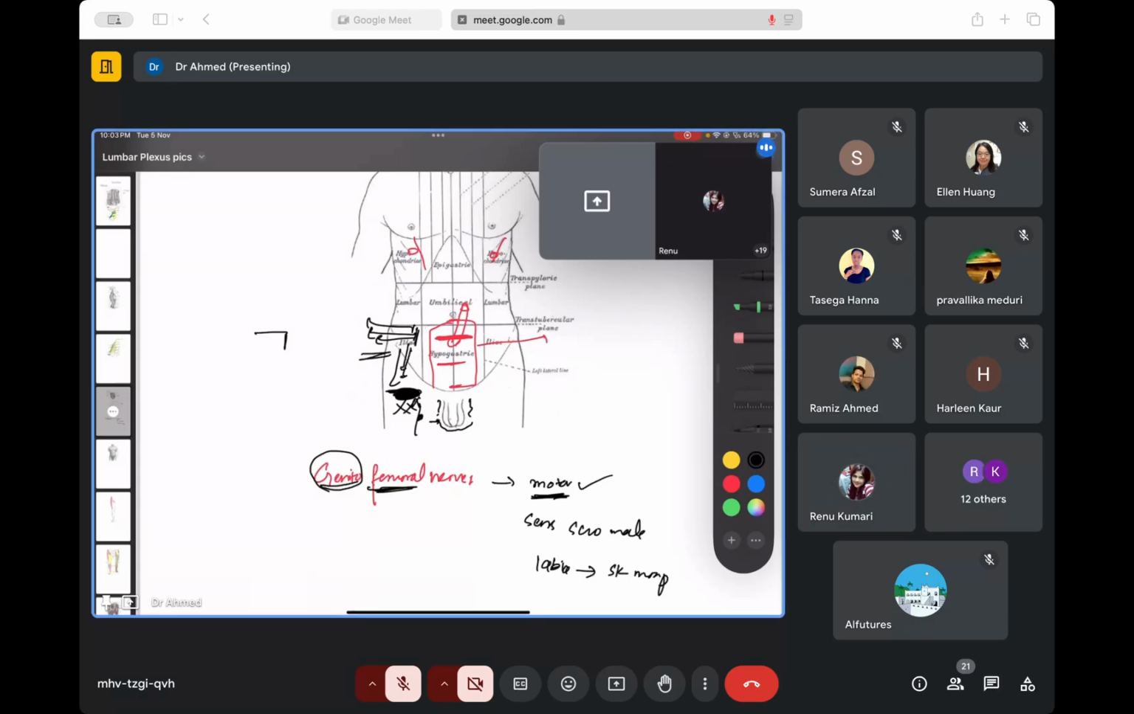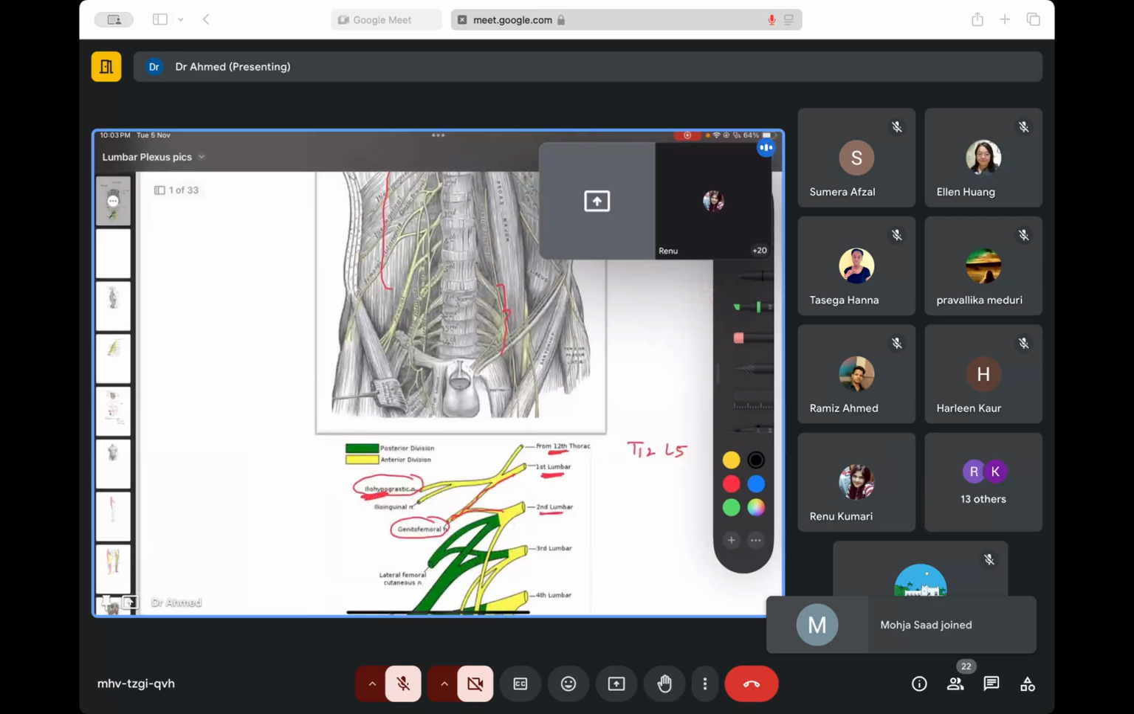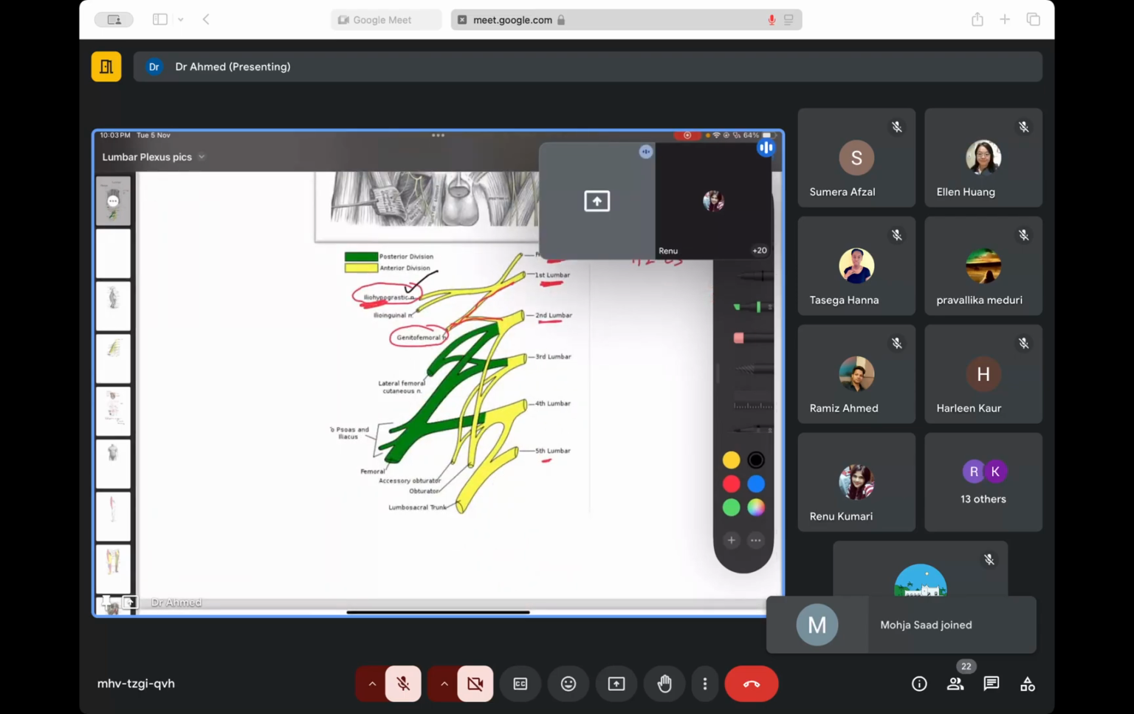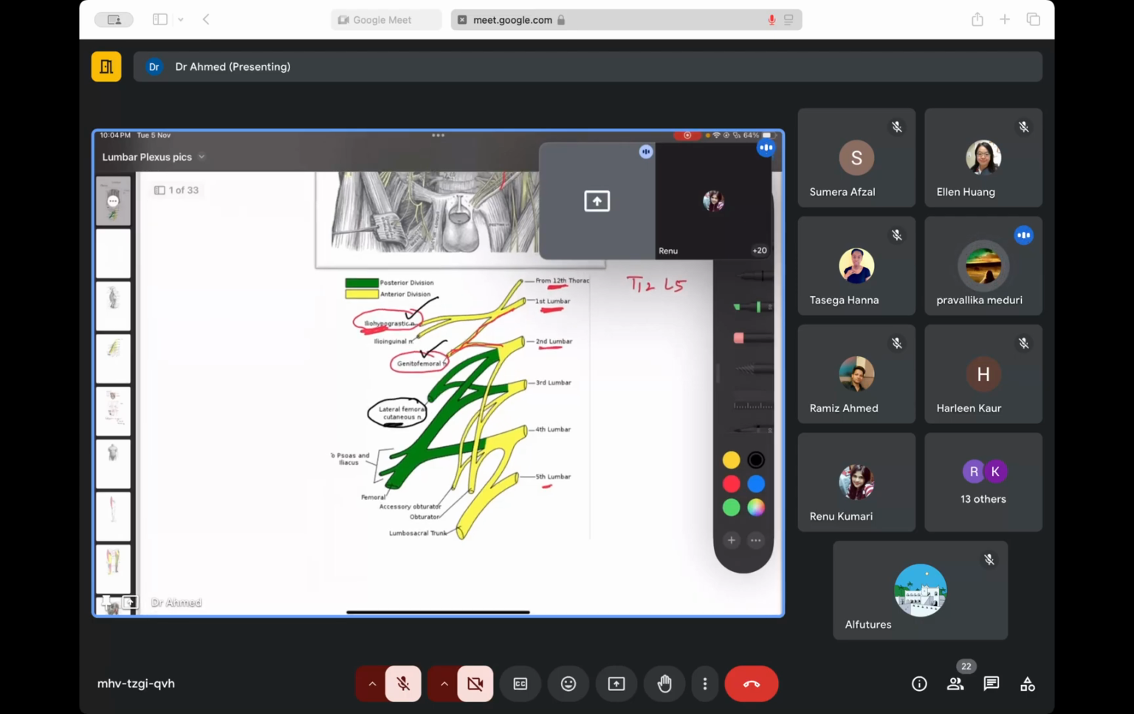Okay. So now let's discuss the lateral femoral cutaneous nerve, as the name indicates. We have already discussed the iliohypogastric. We have already discussed the genitofemoral. Now let's discuss the lateral femoral cutaneous. As the name indicates, cutaneous means it's purely sensory. It is going to supply sensory supply to the lateral thigh, lateral femoral, the femur bone, right? Cutaneous indicates that it's purely sensory.